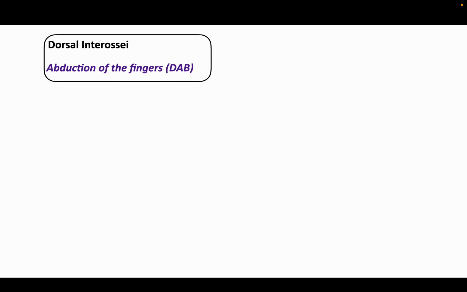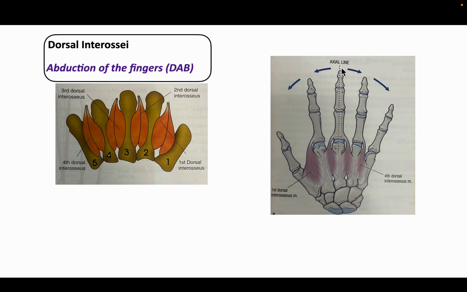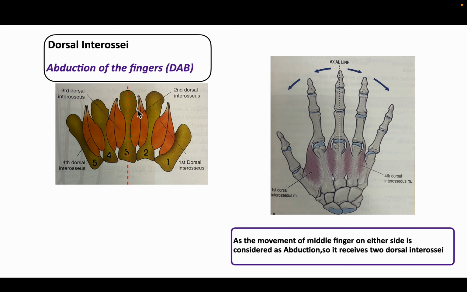Now coming to the dorsal interossei, the action is opposite to the palmar interossei. They cause abduction of the fingers. You can remember it by DAB: D for dorsal interossei, AB means abduction of the finger. As I have told you, the axial line passes through the middle finger. So abduction means the finger has to move away from this axial line. The arrangement will be like this. You can see the axis is passing here.